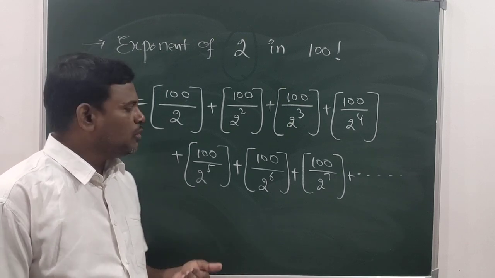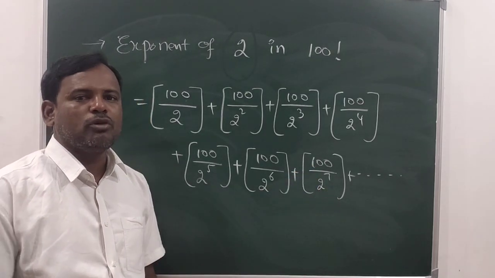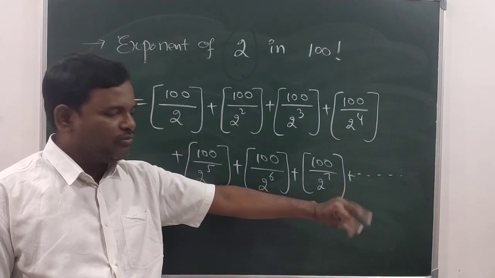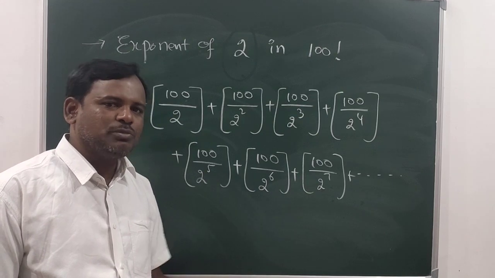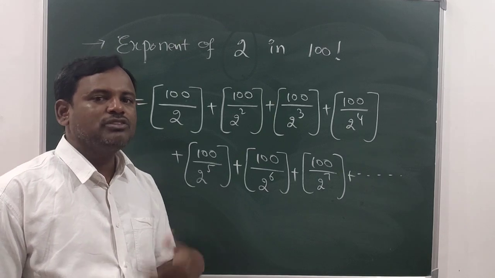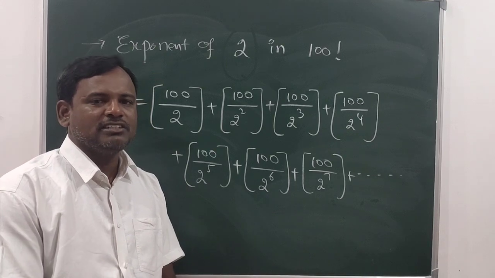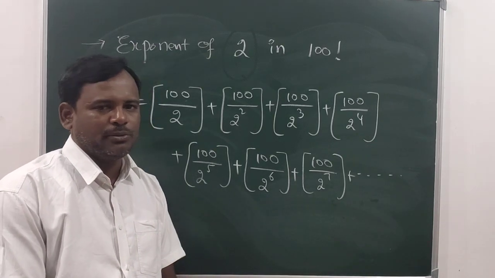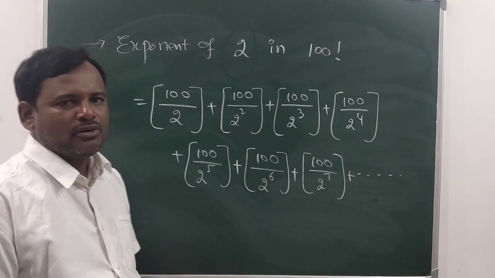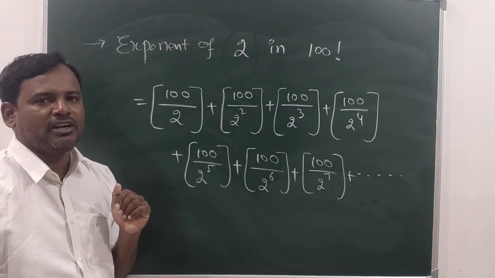Am I right? But from 100 by 2 power 7, 2 power 7 is 128, we get a proper fraction from here onwards. When you convert a proper fraction into decimals, you will get 0 point something. Those answers will be from 0 to 1 only, so the greatest integer of them will become 0. So here itself you have to stop. Like this, you have to write to find the exponent of 2 in 100 factorial.